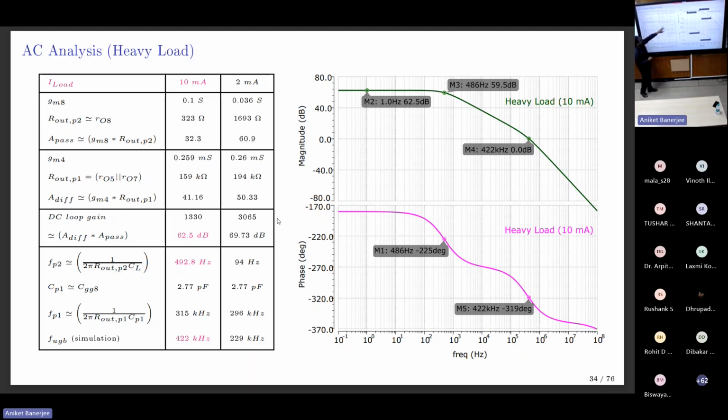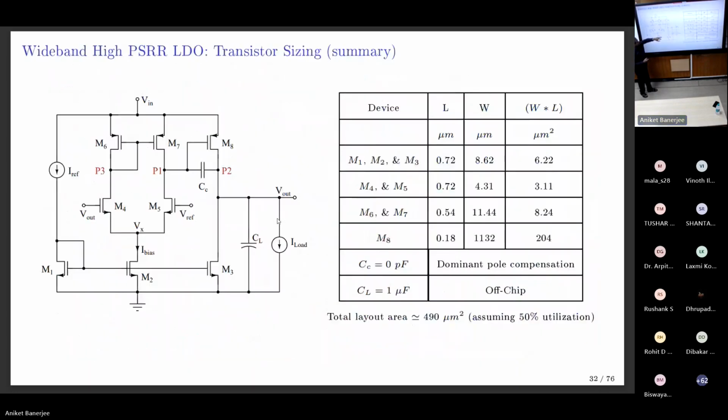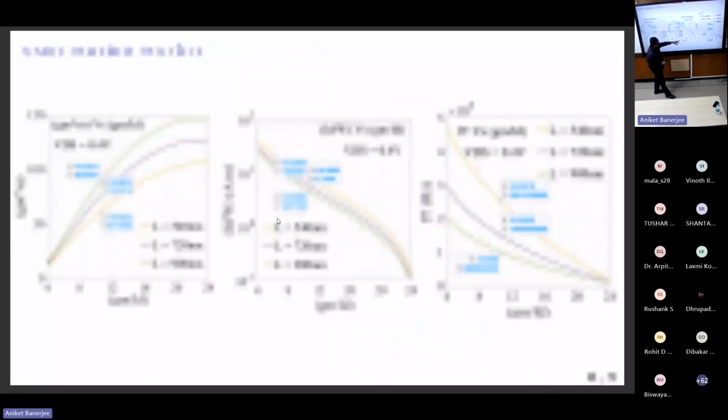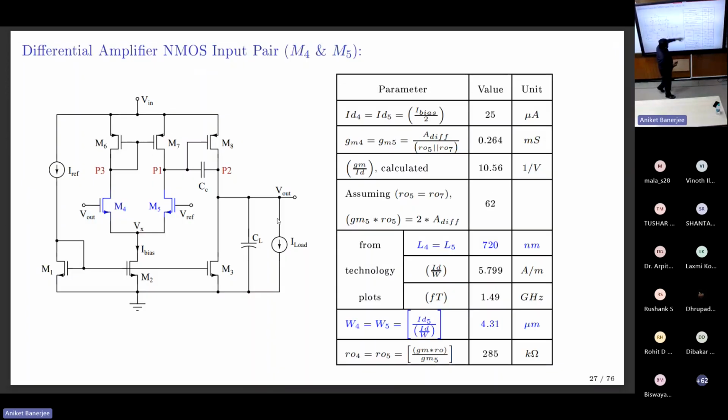Okay, let's discuss this also. This is 159 kilo ohm. In calculations, this is the NMOS input pair. If you see RO4, RO5, this is 285 kilo ohms. So this is 285 versus 159. Why was it different?